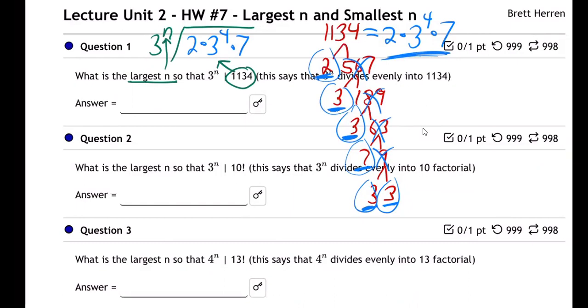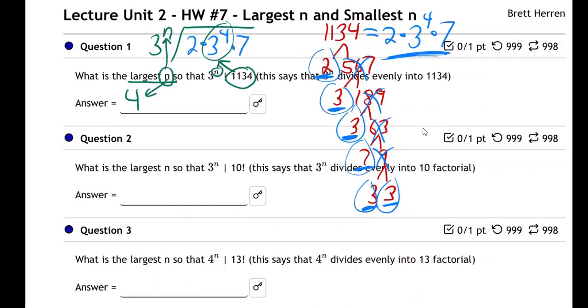4. Yeah, exactly. It's just the power on the 3. It's the 4. It's just the power. The answer is just the 4, not the 3 to the 4th, because they just want the n, right? They just want the largest n. They just want the power. Yeah, it's the 4th power.